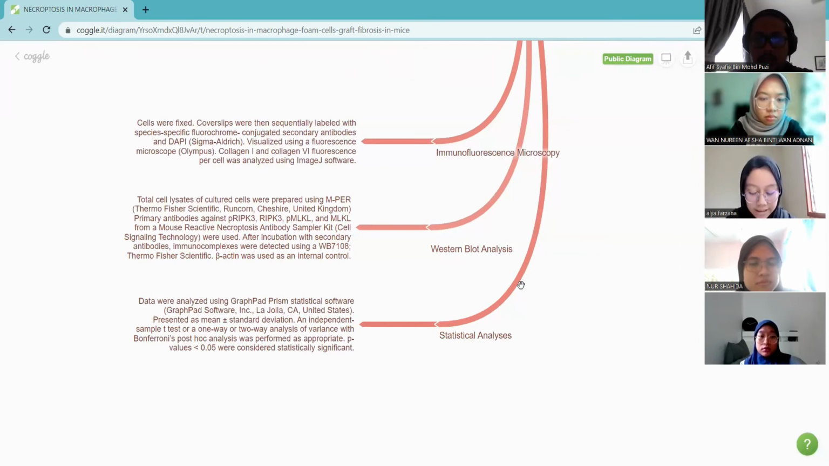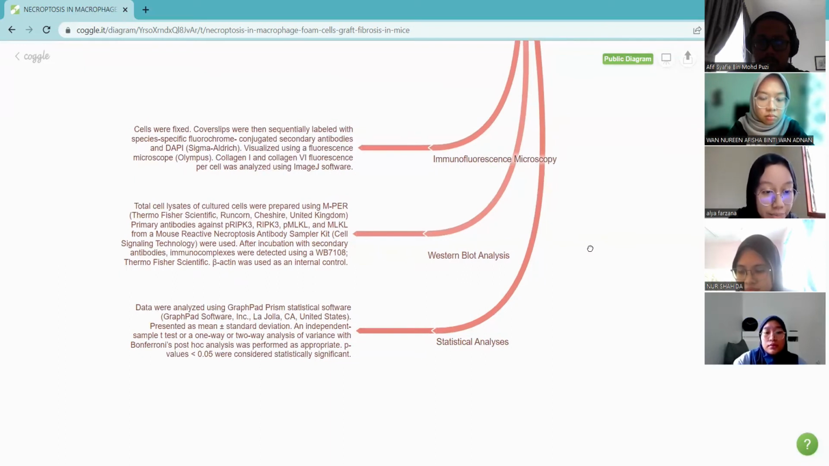And then statistical analysis. Data were analyzed using GraphPad Prism statistical software. So data are presented as mean plus minus standard deviation. An independent sample t-test or a one-way or two-way analysis of variance with Bonferroni post hoc analysis was performed as appropriate. So a p-value below 0.05 was considered significant.